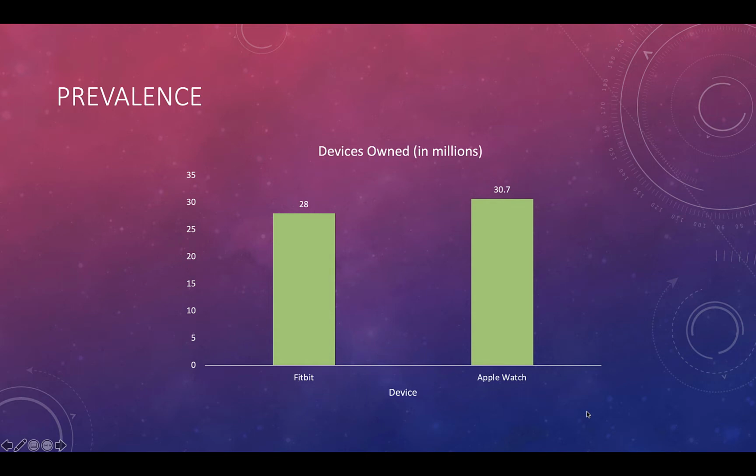So what is the prevalence of wearable devices? So I gave you two examples here, the Fitbit and the Apple Watch. The Fitbit has 28 million users at the moment, and Apple Watch has almost 31 million. So we're talking almost 60 million people, and this is only these two devices alone. The wearable computers are very prevalent in today's society.